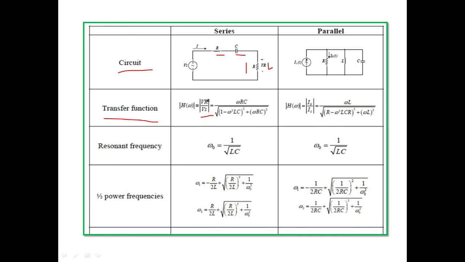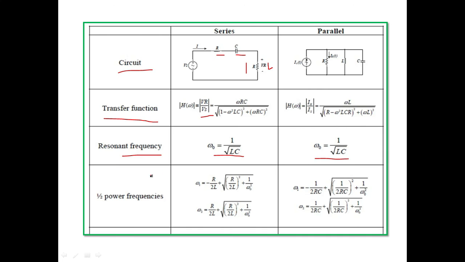the ratio of the voltage drop across the resistor to the total source, that will be found out. Here is the voltage drop across the resistor to the main current source, means we take the ratio. Here is the transfer function. Then the resonant frequency, omega 0, which is equal to 1 upon root of LC. Here also omega 0 is equal to 1 upon root of LC.